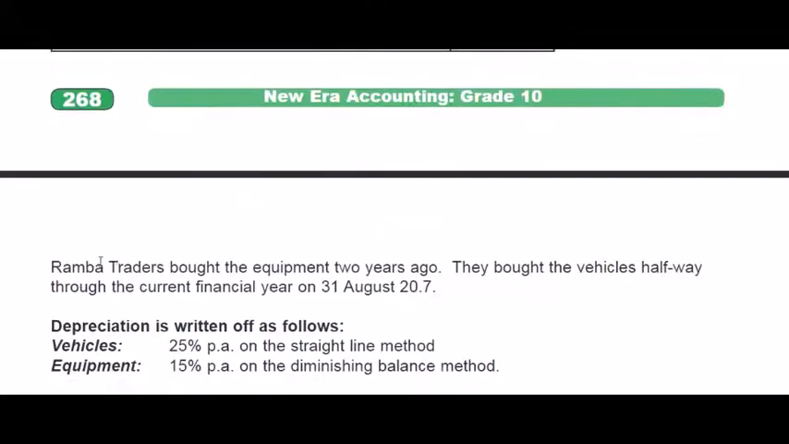Okay, then they say Ramba Traders bought the equipment 2 years ago. That explains why it already has accumulated depreciation. They bought the vehicles halfway through the current financial year.